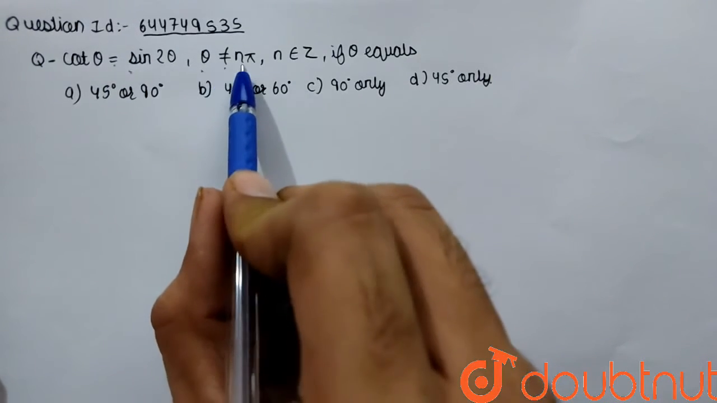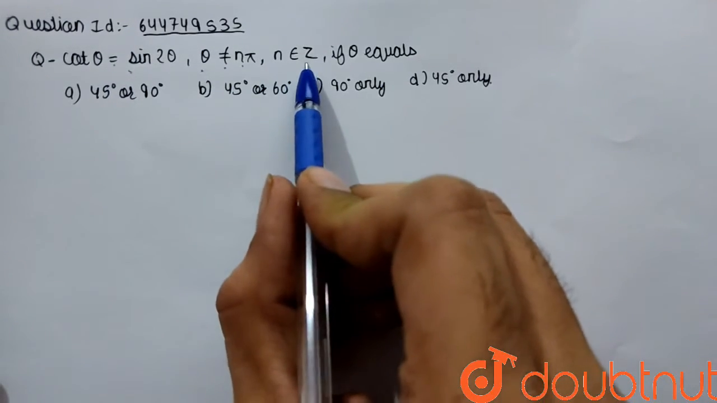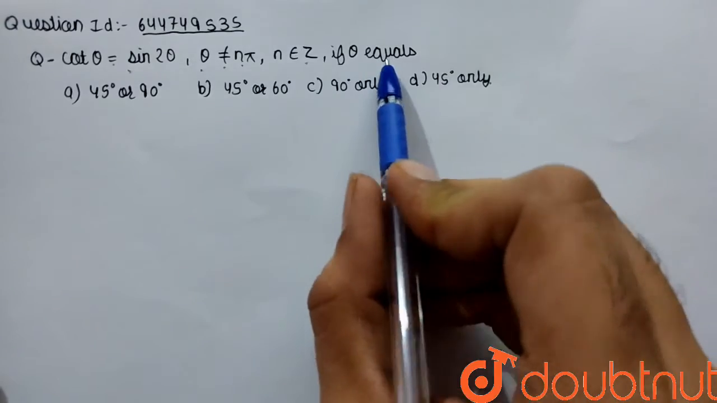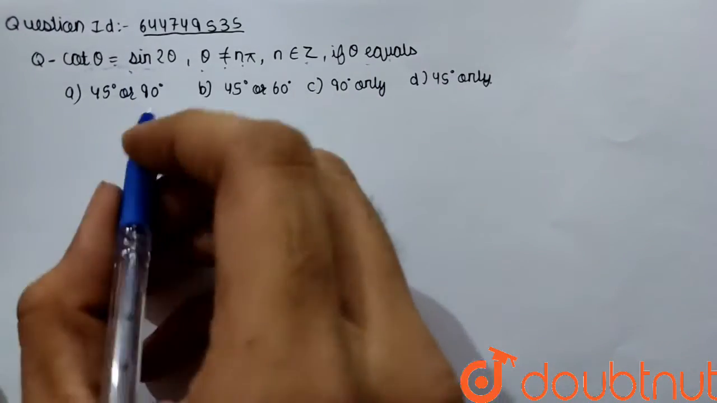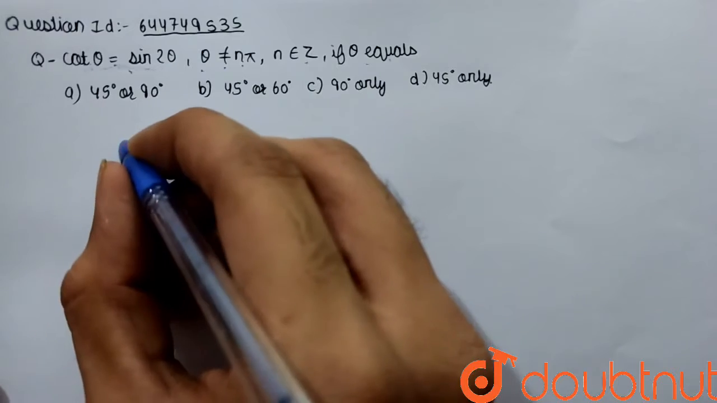The given question is cot theta equals sine 2 theta, where theta is not equal to n pi and n belongs to integers. We have to check the value of theta for this equation, for this condition. So we are given cot theta.